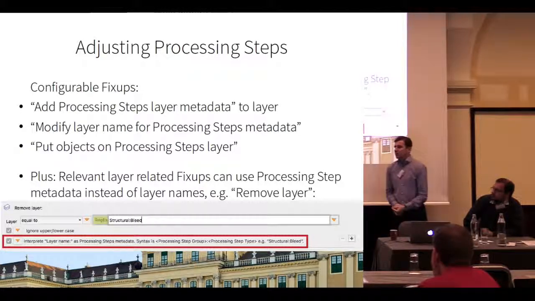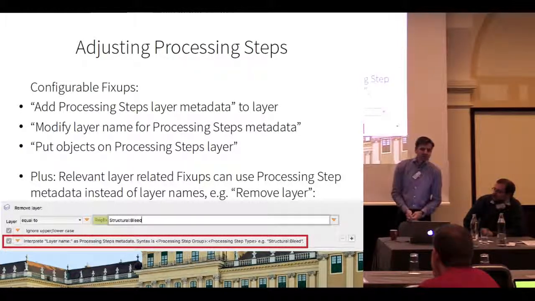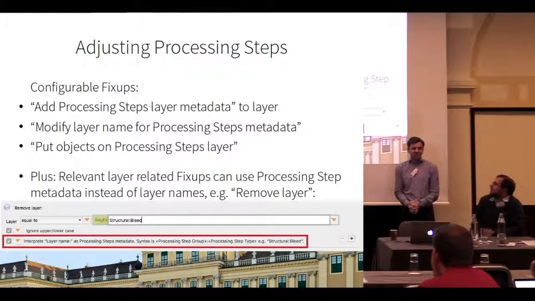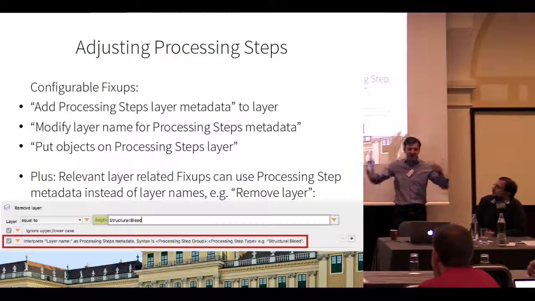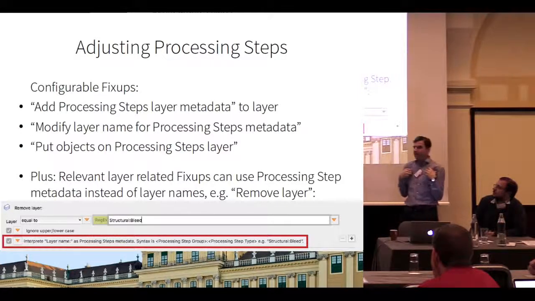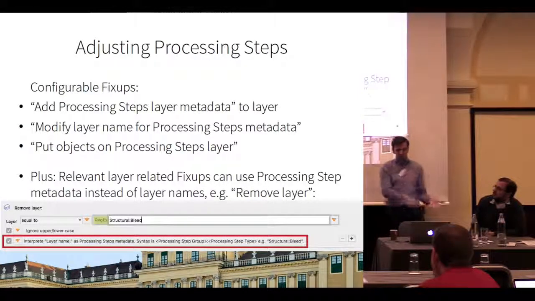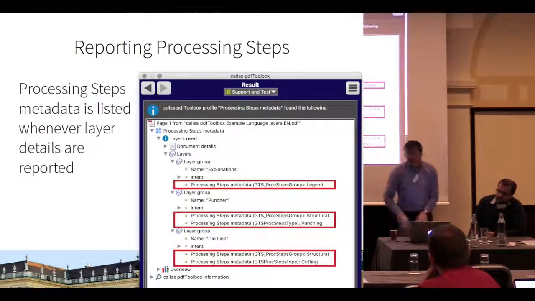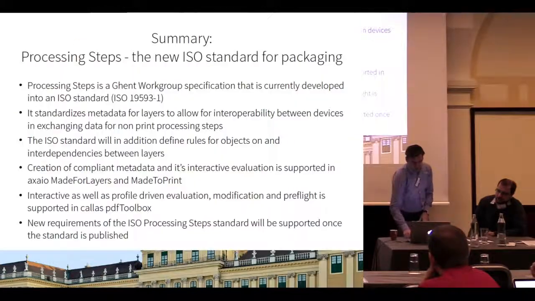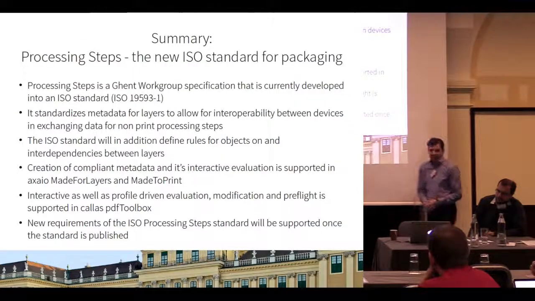What we don't have yet, but what we will be working on, because I found out during preparation for this presentation that it makes sense, is to remove objects from a processing steps layer. So for instance, this text in the example that we had, this green text, which I believe shouldn't be on that layer, to make it possible to remove that from the processing steps layer, structure cutting. Okay, that we have seen, so we have all the information available in the result dialog without doing anything about that. And that is the summary of this session.